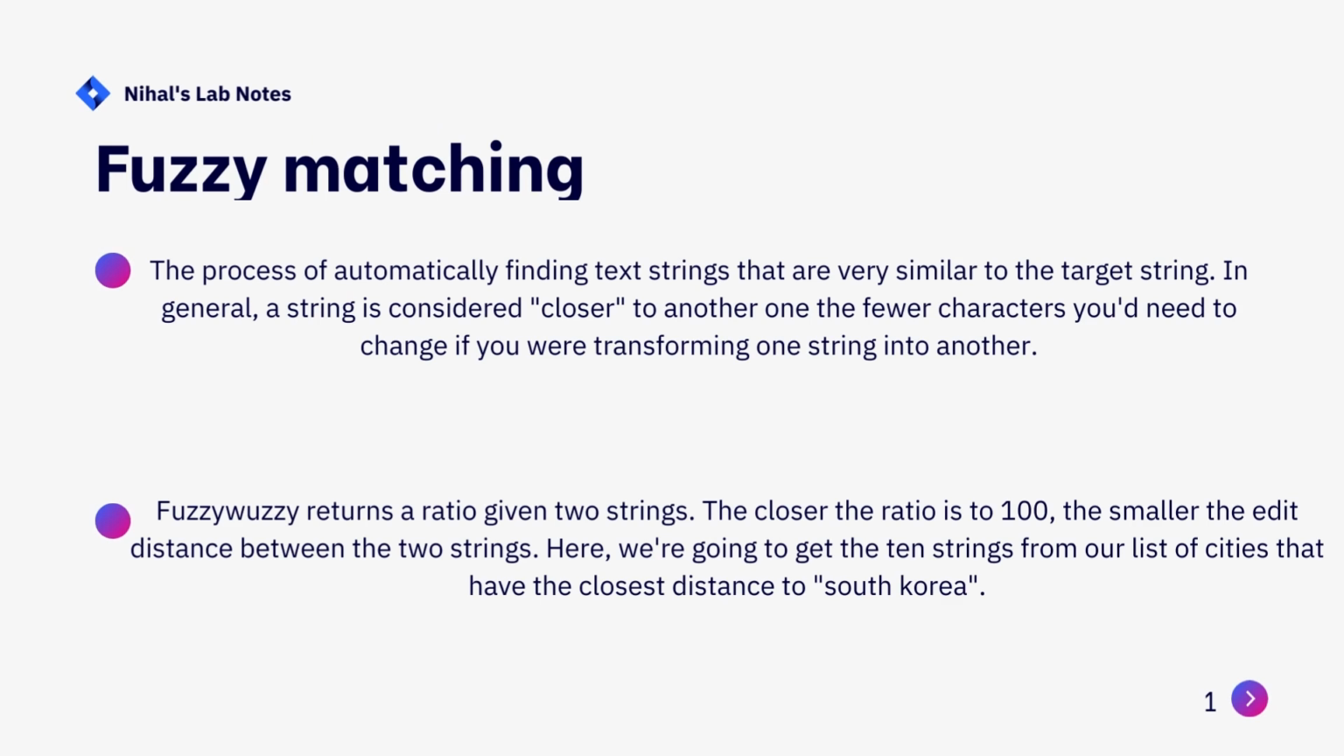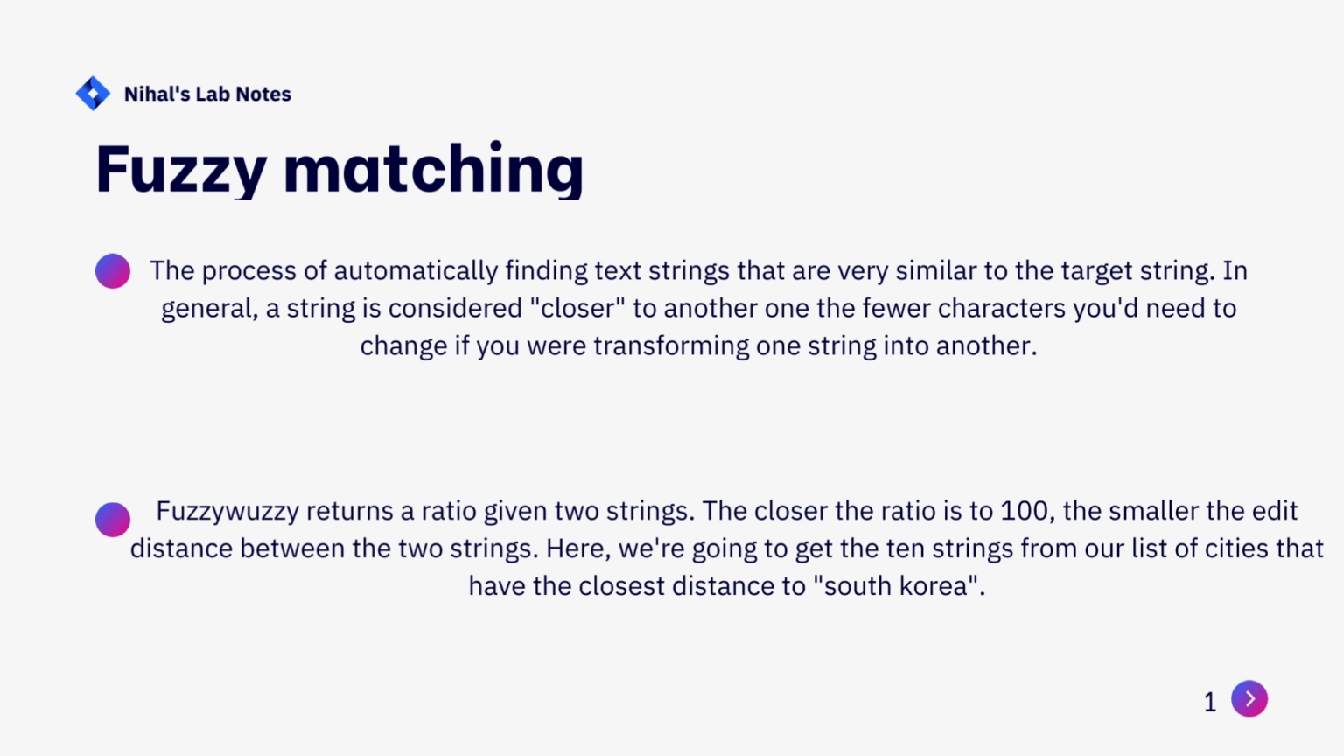This is the process of automatically finding text strings that are very similar to the target strings. In general, a string is considered closer to another one the fewer characters you'd need to change if you were transforming one string into another. Fuzzywuzzy returns a ratio given two strings. The closer the ratio is to 100, the smaller the edit distance between the two strings.